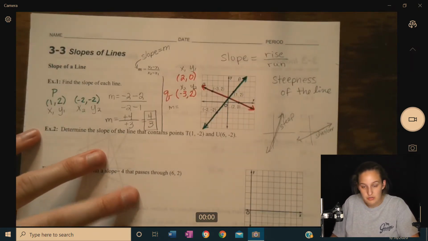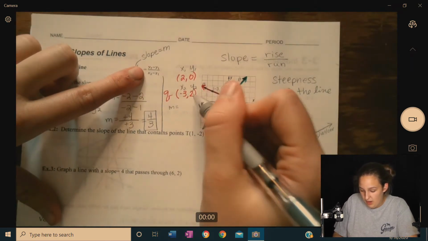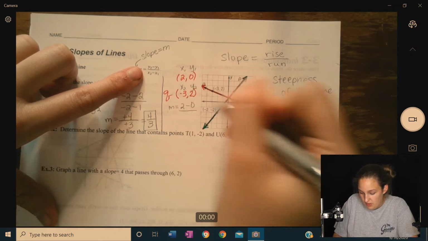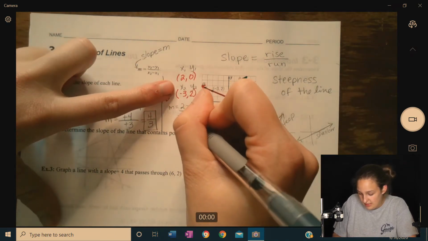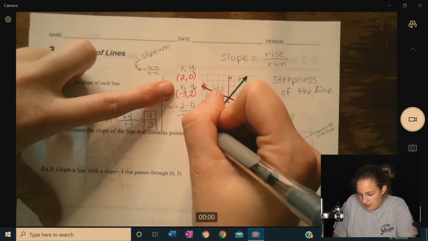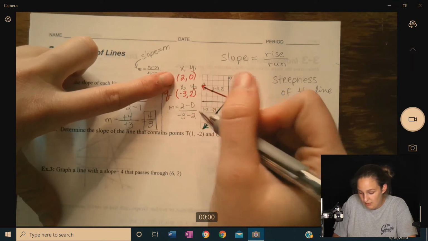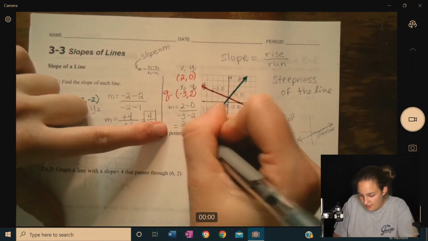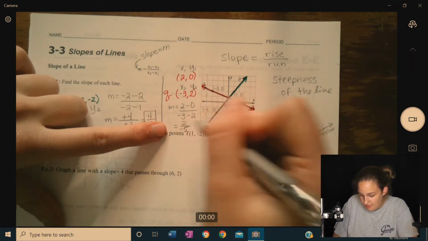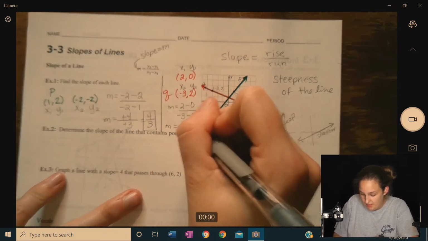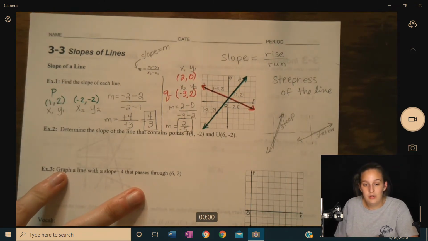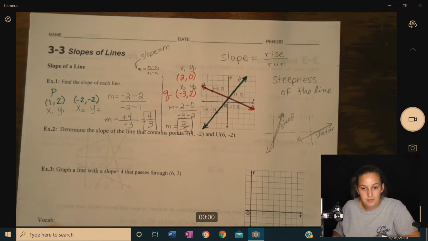M is equal to the change in y's. So y2 is 2 minus y1, which is 0, all over the change in your x's. x2 is negative 3 minus x1, which is 2. All right, so now we have 2 divided by negative 5. And that one does not simplify. So then the slope of our second line is 2 over negative 5, or negative 2/5.